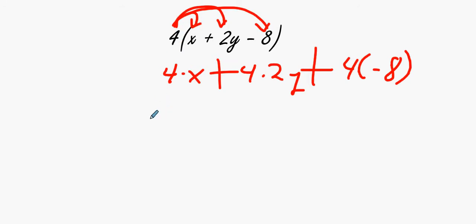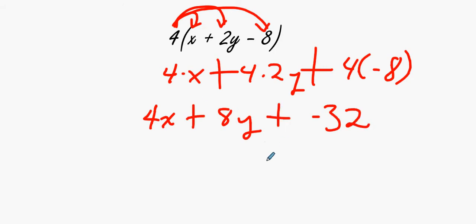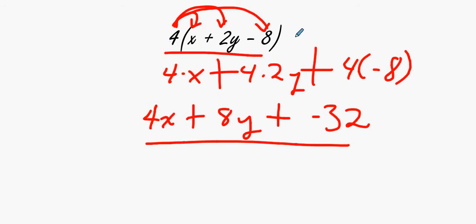4 times x is 4x. 4 times 2y, 8y. 4 times negative 8 is a negative 32. Add them all together. We can't do anything at all, can we? So we're done. But this is a new way to show this. And that will sometimes come in handy if, let's say, there was an x hanging out on the other end, which would still be there.